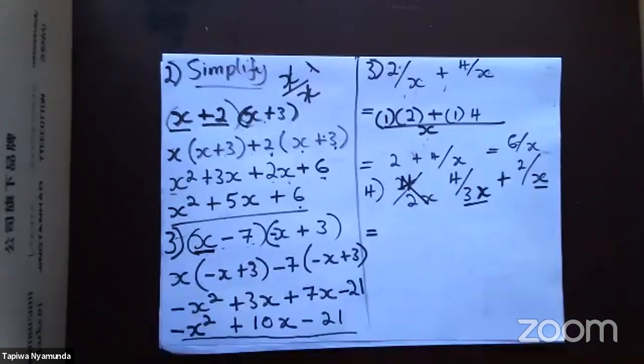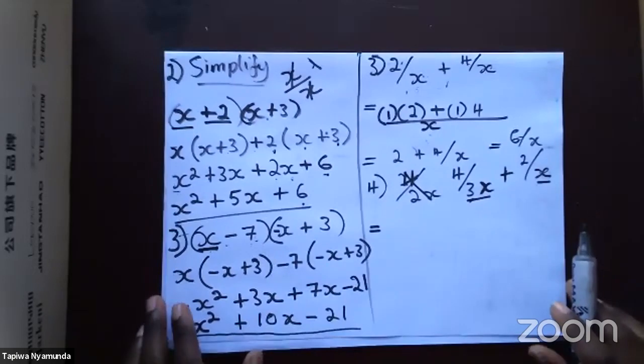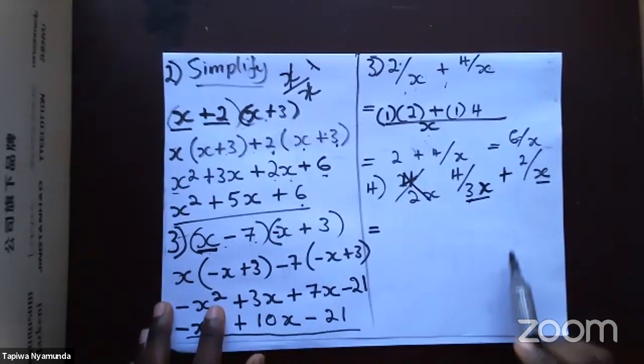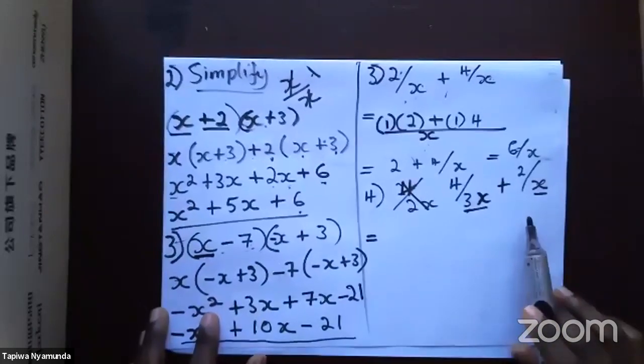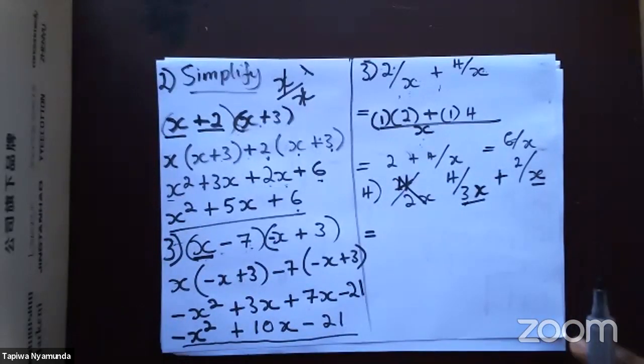Okay, what do we mean when we say this is the common denominator? Guys, we are looking for the smallest number that can be divided by both 3x and x. The smallest number that can be divided by 3x and x. That is the smallest number.